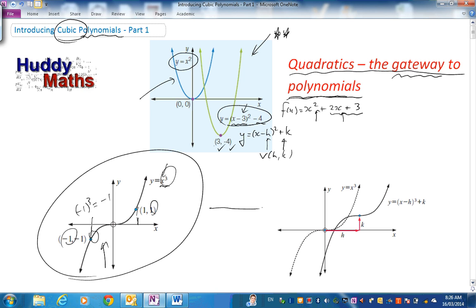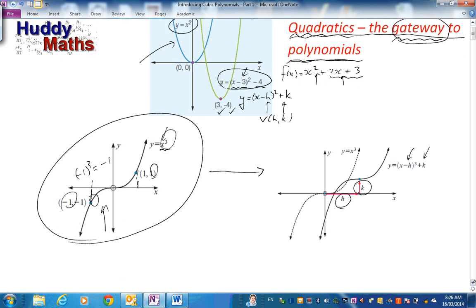But the same sorts of things apply now. If we have x take h all cubed, so we're changing the x cubed to x take a constant, and then we add k, what's going to happen? Same idea. It moves h and then k. This is a common property with translations of functions. So we're going to pick up on the quadratic theory being the gateway, here we are, to further polynomials, and we're going to build on that stuff. So let's have a look at that translation idea.